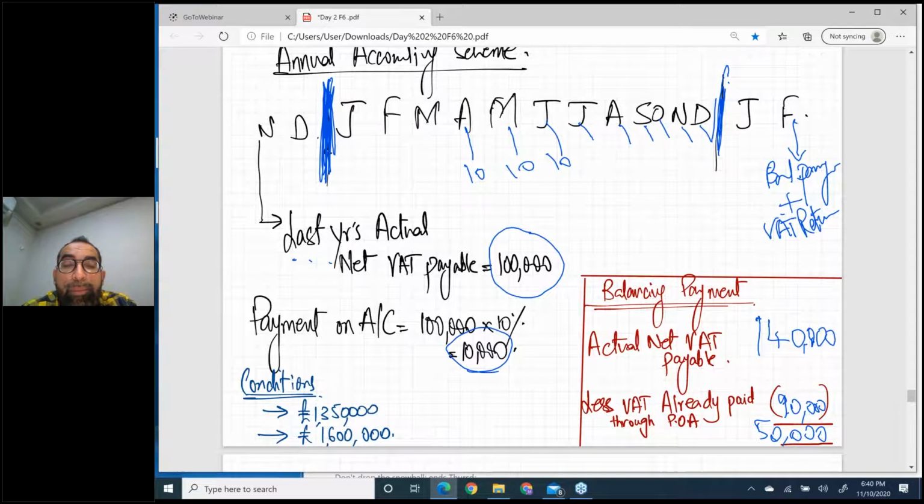And the very dangerous thing is 1.6 million. Let us say you entered this scheme, but if your first 12 months actual sales cross 1.6 million, then they will pick you and throw you out of the scheme.